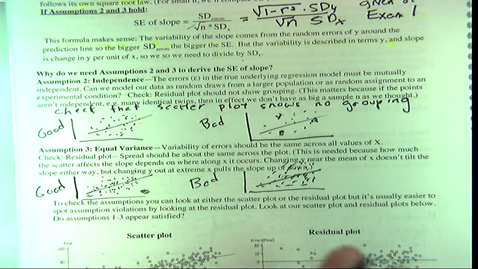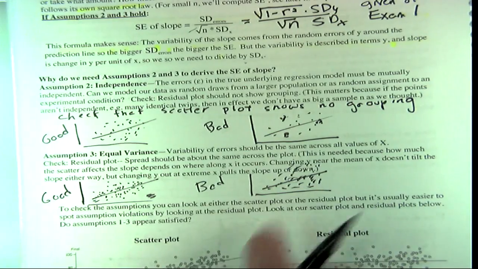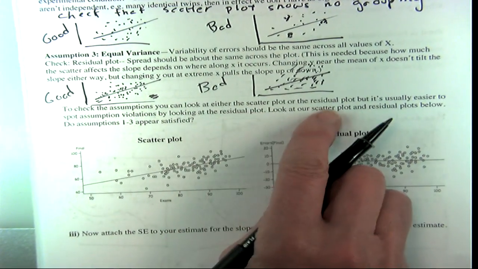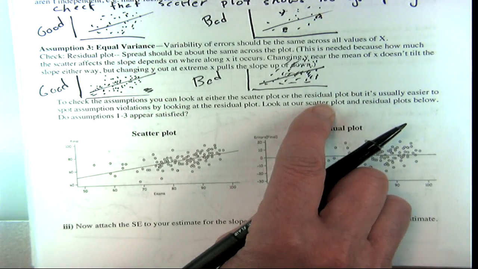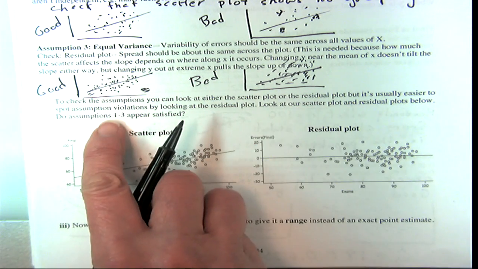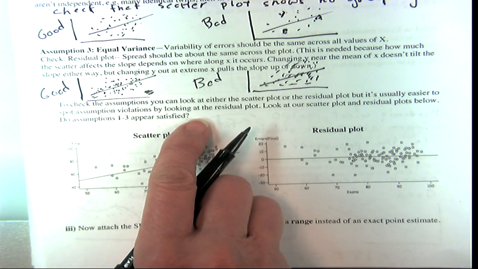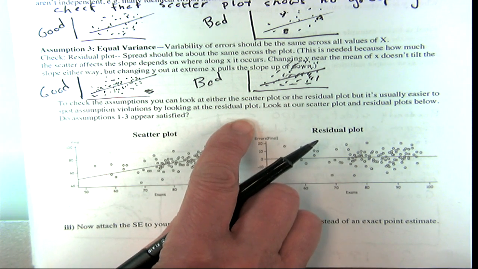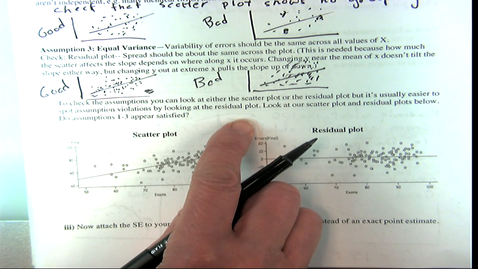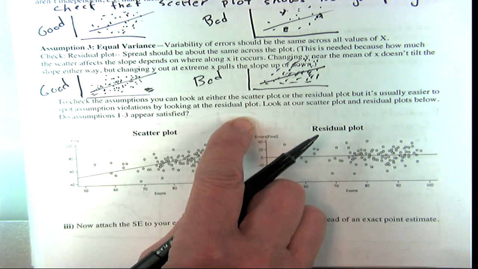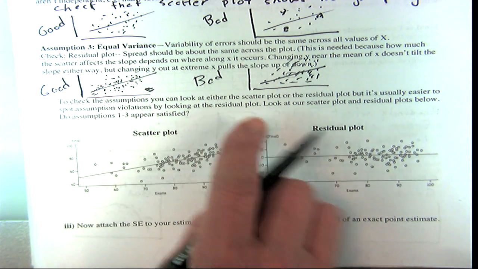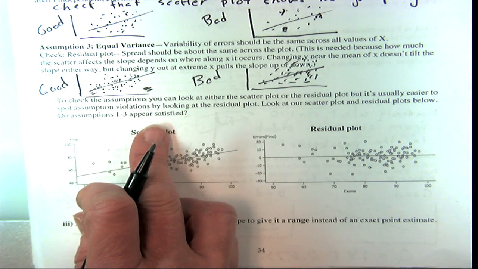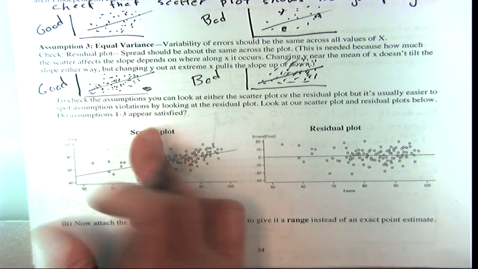It's much easier to tell from these residual plots. Now, to check the assumptions, you can look at either the scatter plot or there's something called the residual plot. But it's usually easier to spot these assumption violations by looking at the residual plot. And you'll have an example in your homework where you'll see how much easier it is, just because the scale of the residual plot is different. So look at the scatter plot and residual plots below. Do assumptions 1 through 3 appear satisfied?